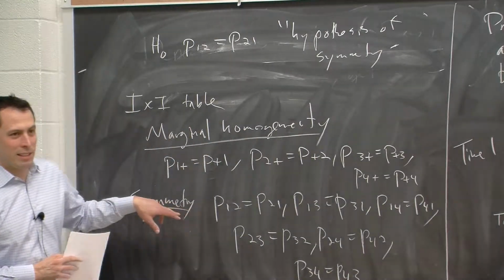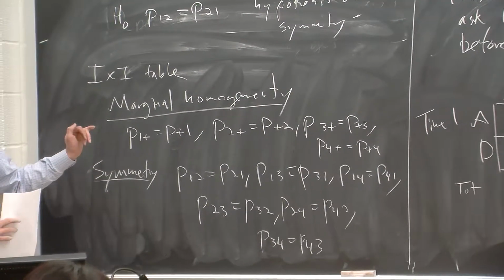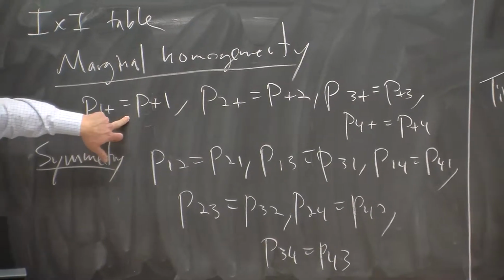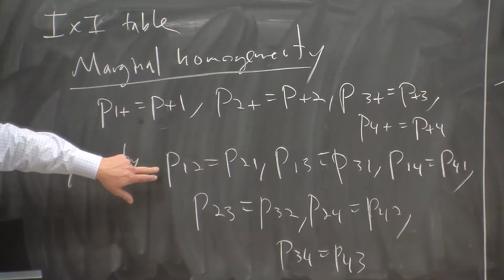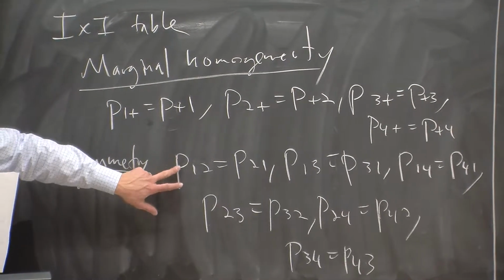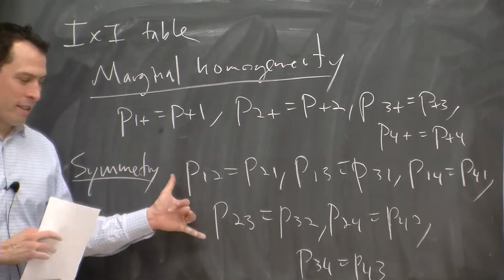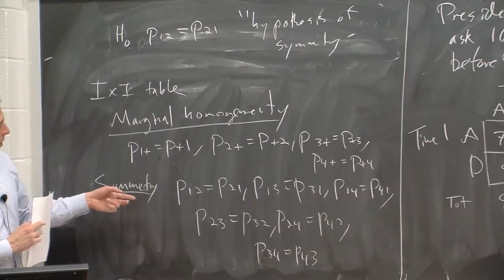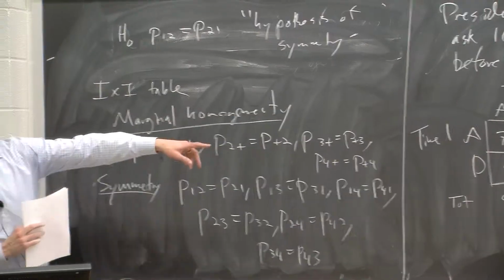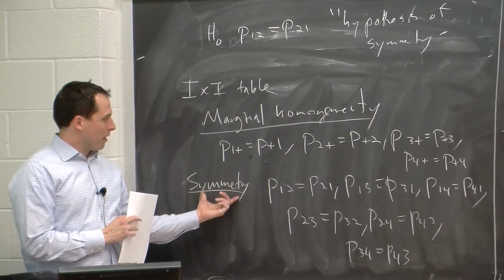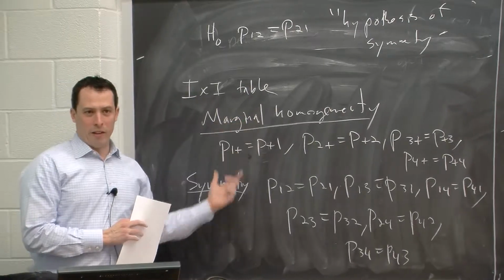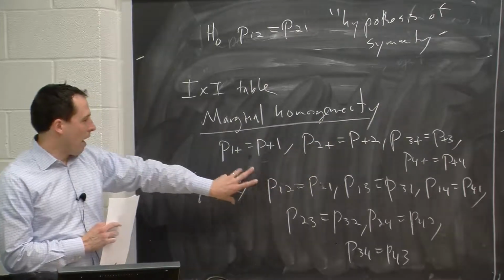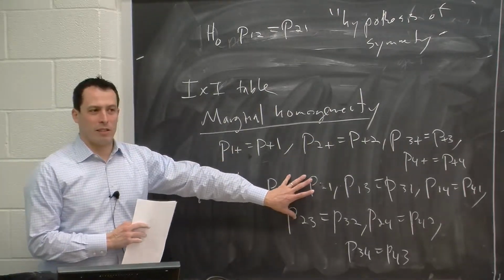So what's the difference about these lists? This has how many equations? 4. This has 6, right? So as I goes up, this number will be I choose 2. This number will be I. So that suggests, and it's true, that symmetry implies marginal homogeneity, but not the other way around. This is a stronger assumption. So in 2x2 tables, they're identical, but for I by I tables, symmetry is a stronger assumption than homogeneity.